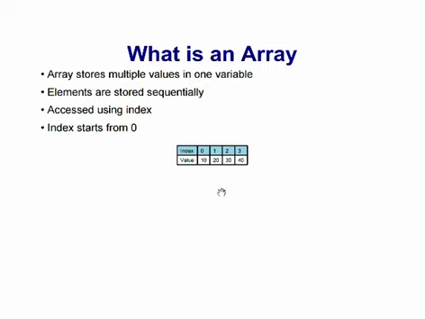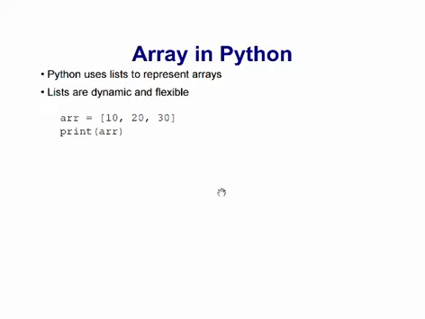And then we are moving to array in Python. What is an array in Python? In Python, arrays are usually implemented using a list. Lists are dynamic and flexible. So the square bracket is called a list, which is like a container.